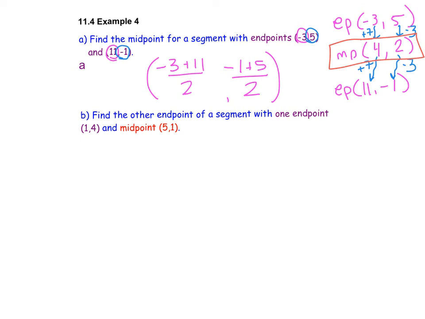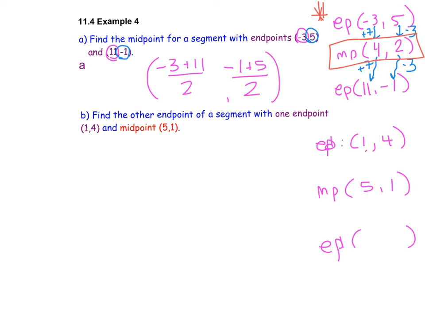Now thinking about this in a different way, it says find the other endpoint of a segment with one endpoint. So I have an endpoint of 1, 4. I have a midpoint of 5, 1, and I'm looking for my other endpoint. So I know that my midpoint is exactly in the middle. So what I'm going to do is use my knowledge from this picture right here to help me find my other endpoint.